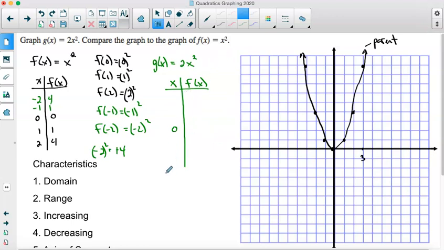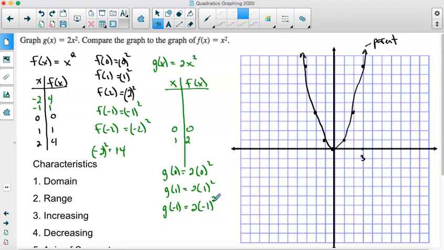Here, so I'm going to have g of 0 equals 2 times 0 squared. Well, I'm going to do order of operations first, so I'm going to do the 0 squared first. 0 squared is 0, and 0 times anything is 0. Then I'll do 1. Alright, so g of 1 is equal to 2 times 1 squared. Exponents first. 1 squared is 1. 1 times 2 is 2. And then while I'm at it, I'm going to do g of negative 1. And this will give me 2 times the quantity of negative 1 squared.